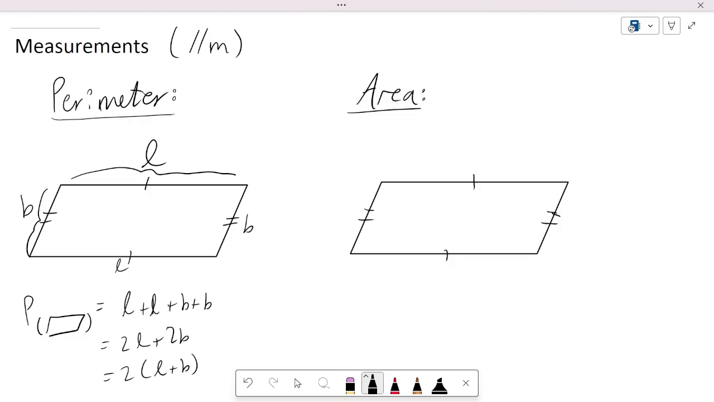So it's actually easier to derive these formulas. The perimeter formulas are so straightforward. I don't even think you have to write it down.